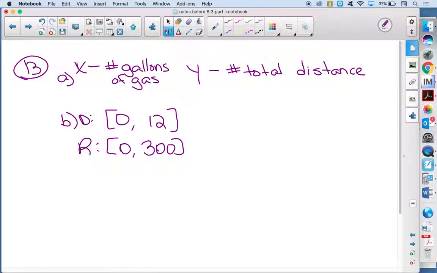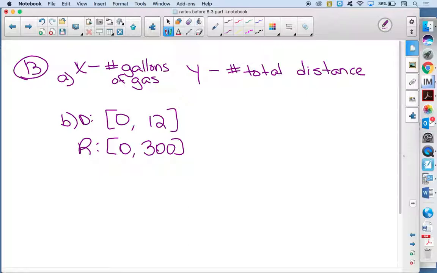0 because when you fill up, you currently didn't drive anywhere. Like you're at the gas station, you have not driven any miles yet. Once you start driving on that new gas tank, then it would increase. How'd you get the 300? Yeah, so it said 25 miles per gallon. So if you multiply 25 by 12, you get the 300. So that would be the domain and the range based off of this situation.